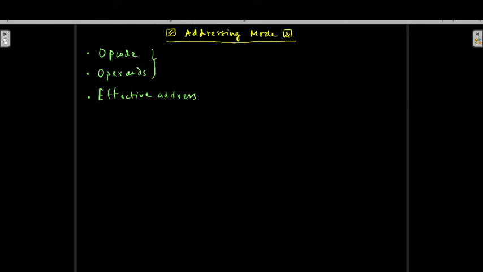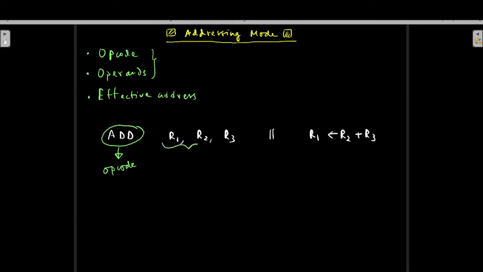Now consider an instruction is given in this format: add R1, R2 and R3. Now the semantic of this instruction is that add the content of R2 register and R3 register and store the result into the R1 register. In this situation, this add is called the opcode, and these R1, R2 and R3, they are called the operands.